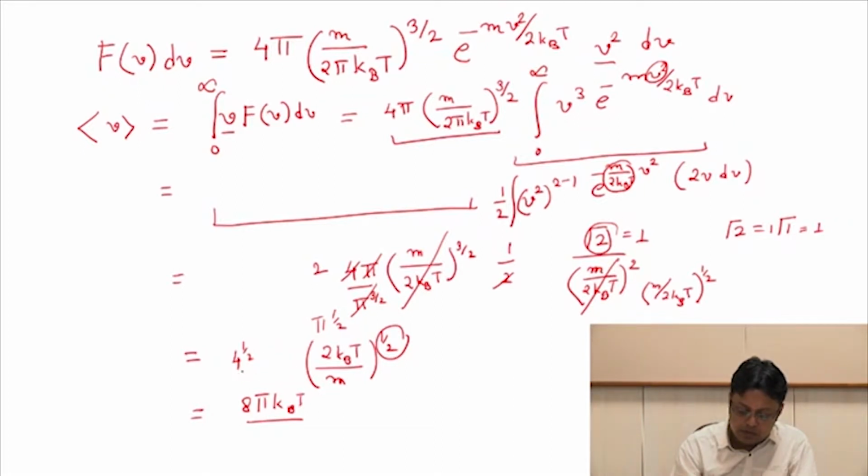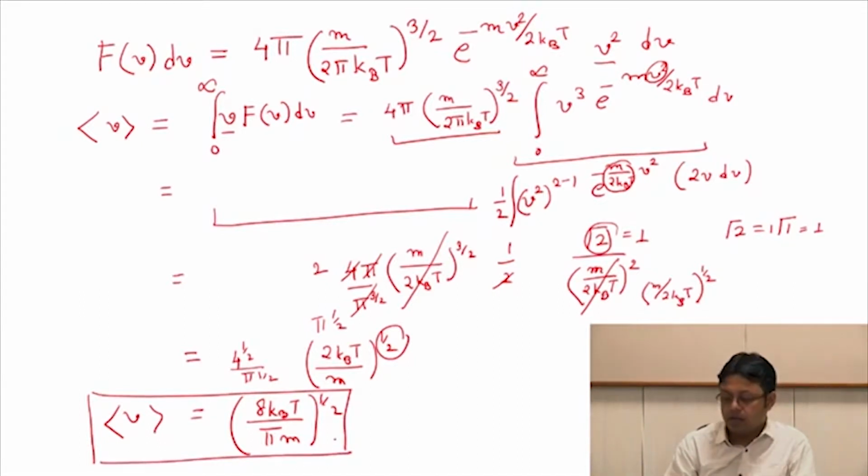So it is divided by pi to the power half. So it will be nothing but 8 kBT by pi m to the power half. So this is the value of the average velocity.